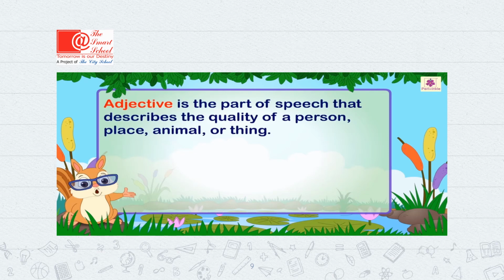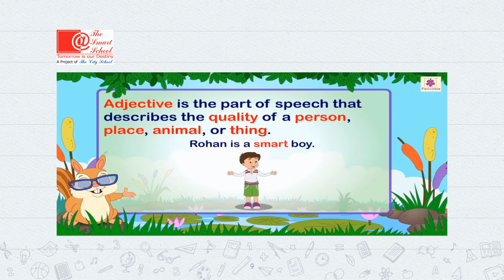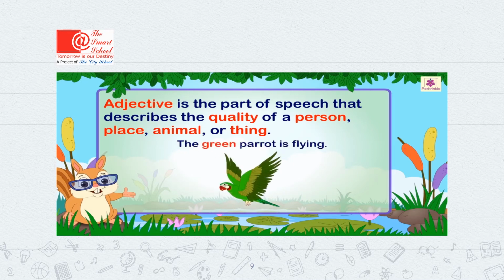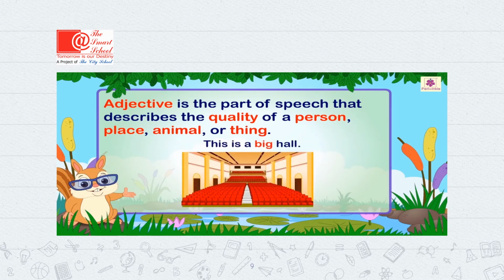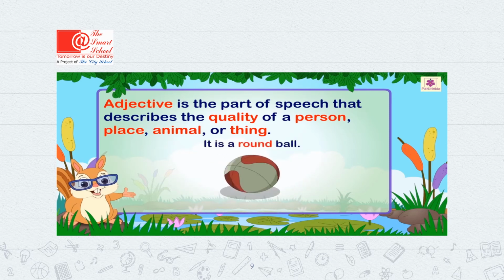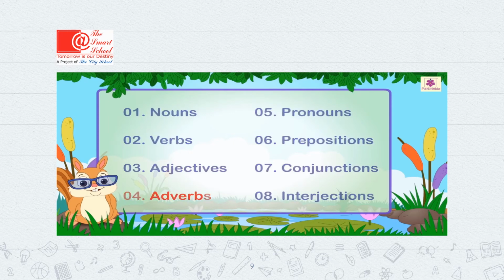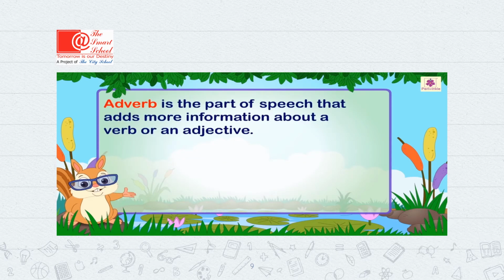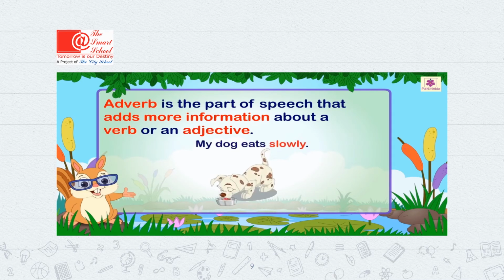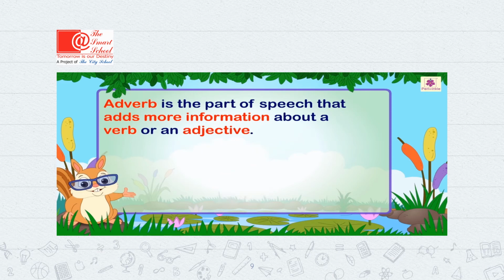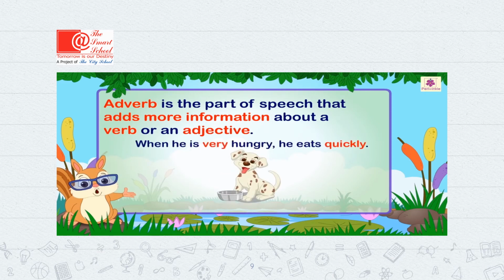Adjective is the part of speech that describes the quality of a person, place, animal, or thing. For example, Rohan is a smart boy. The green parrot is flying. This is a big hall. It is a round ball. Adverb is the part of speech that adds more information about a verb or an adjective. For example, my dog eats slowly. When he is very hungry, he eats quickly.